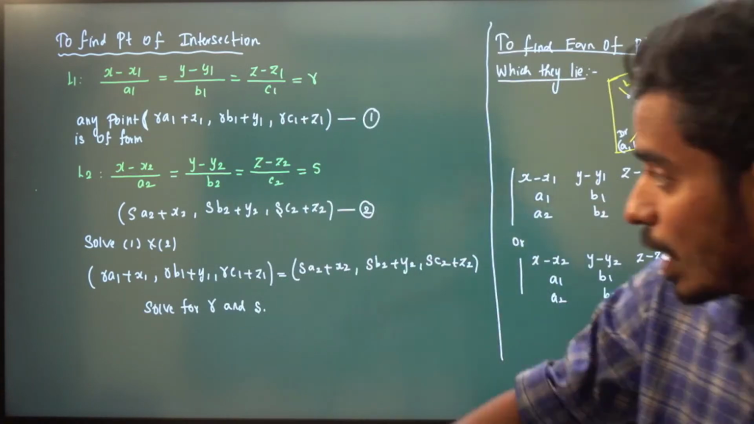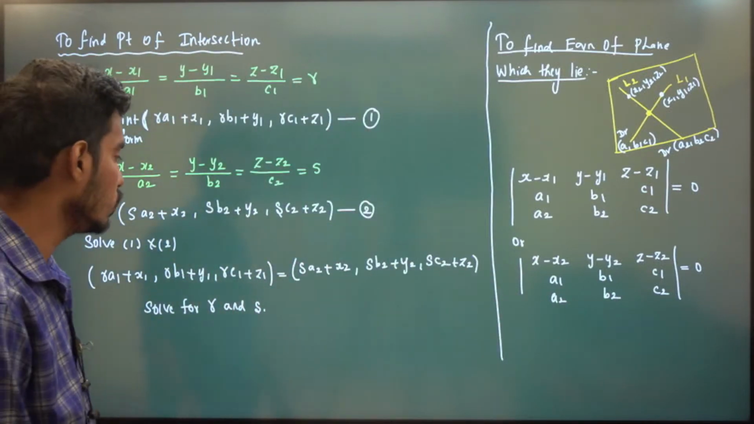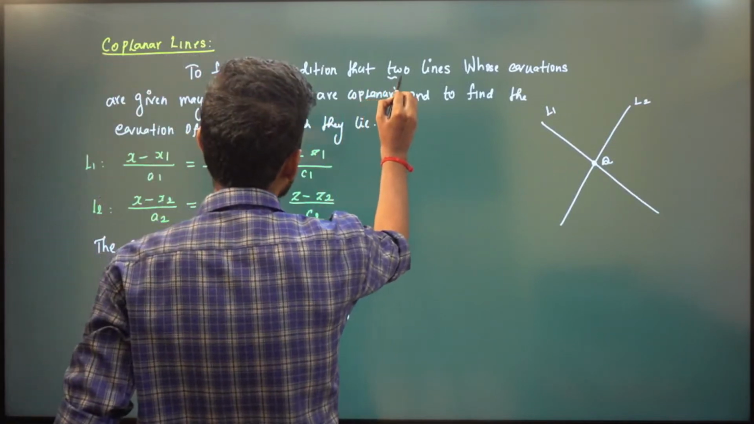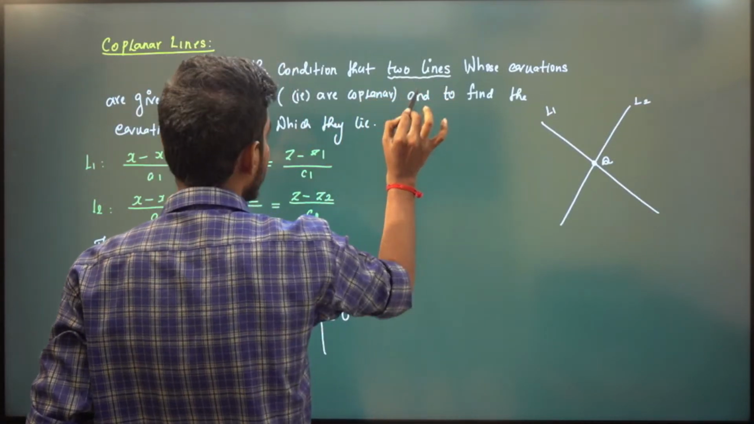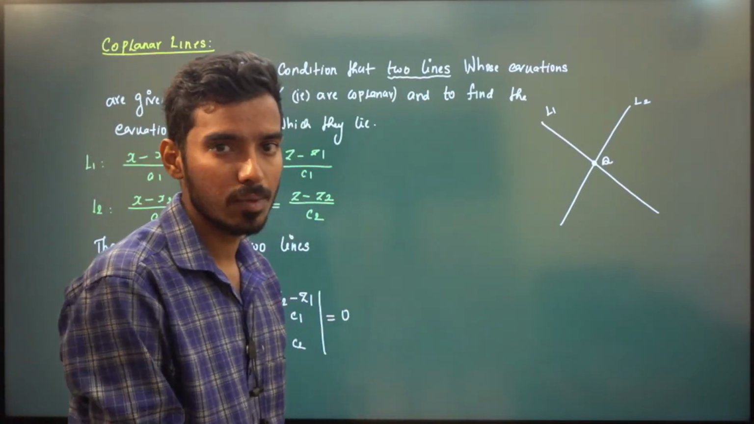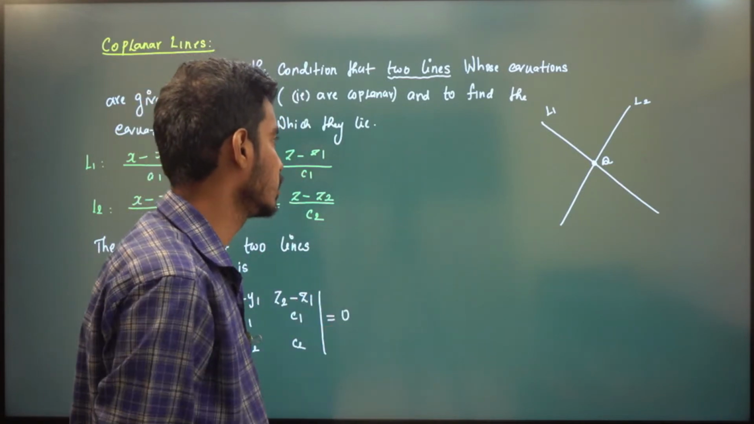See, that's it, right? If you understand these two slides, then you can do any problem. Always make sure that the given two lines are in symmetrical form. If they give it in general form, convert that to symmetrical form, which we already know how to do, and do the procedure like this.